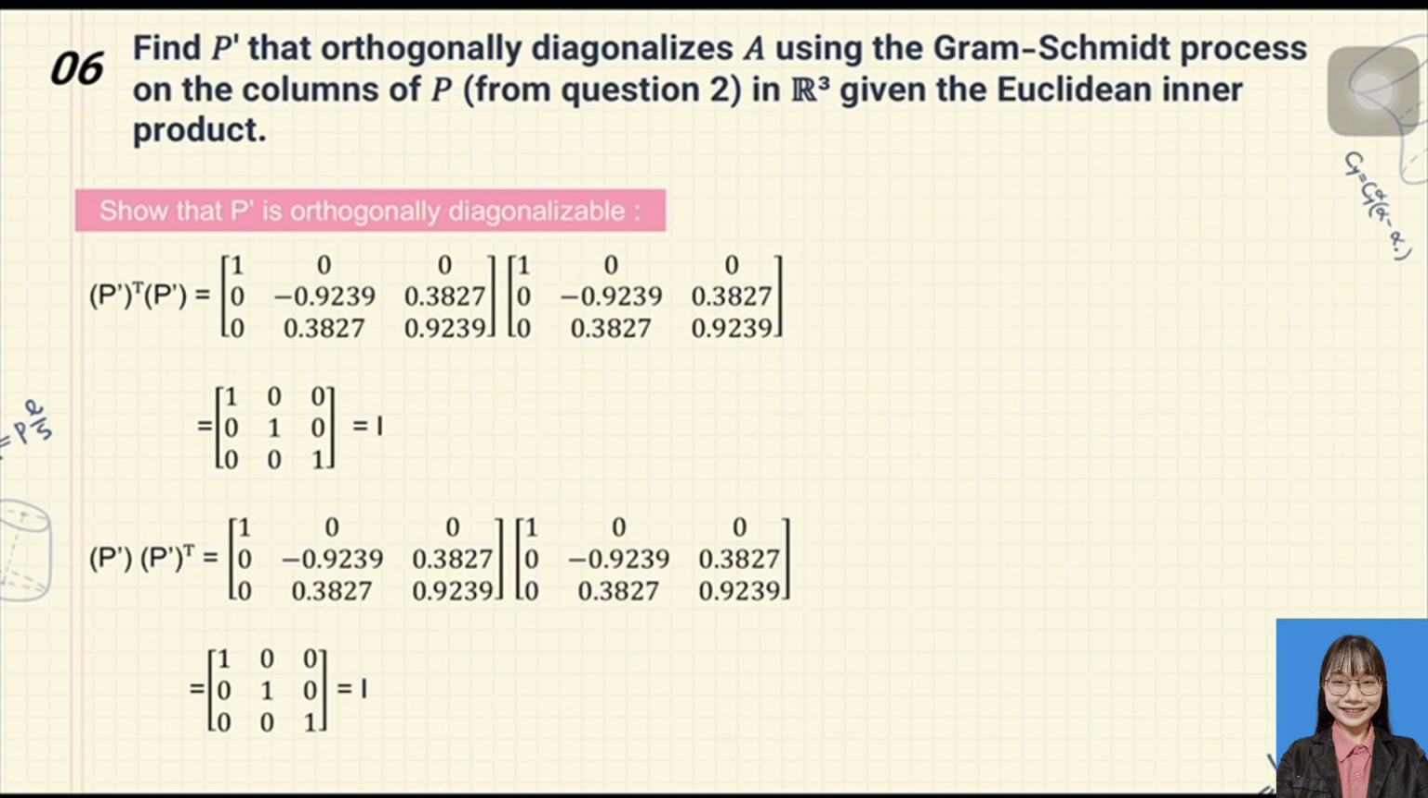After that, let's show that P prime orthogonally diagonalizes A by using the definition that P prime transpose times P prime equals an identity matrix. After considering the calculations, it is true that the P prime matrix orthogonally diagonalizes A. For the last question, I will hand it over to my teammate for further explanation. Thank you.